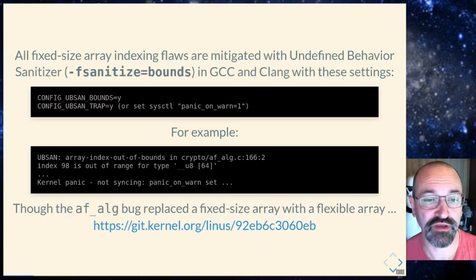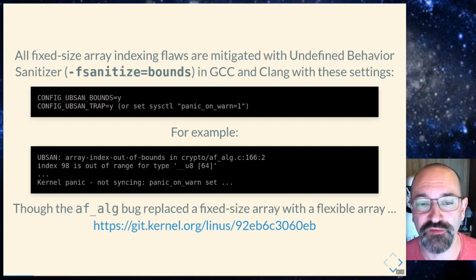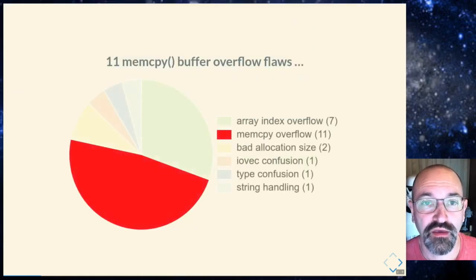The example I used here is from af_alg. The bug actually was fixed by replacing a fixed size array with a flexible array, so one whose size can't be determined at compile time. The fix is correct and it does all of its own size checking itself. But this means things like the undefined behavior sanitizer can't actually see it anymore, because it doesn't know how large that array is, so it will ignore accesses against flexible arrays. And like I said, we'll come back to that.